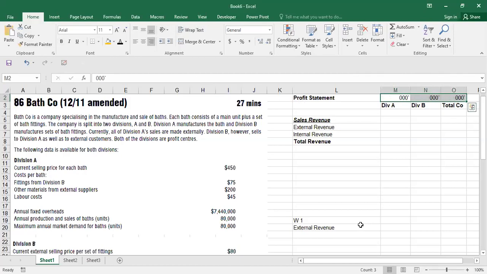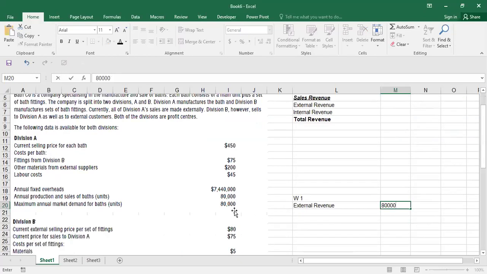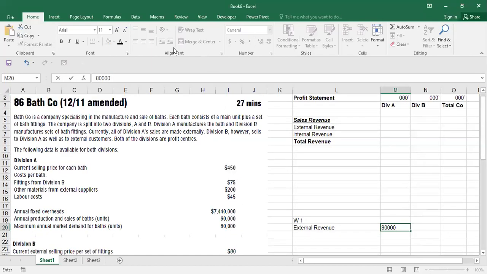So division A, if I talk about division A, their external revenue, how much are they producing? They are producing 80,000 units. And what is the price of each unit? The price of each unit was 450. This is given in the question, that they sell 80,000 and their price is 450. So this is going to be their revenue. So 80,000 into 450. This is what I need to do here.